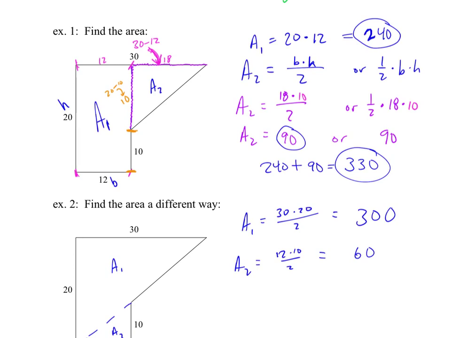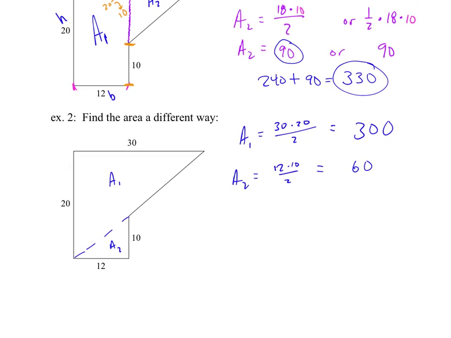So we had 20 times 12, 240. And we had 18 times 10 divided by 2 is 90. 240 plus 90 gives me 330. 30 times 20 divided by 2 gives me 300.